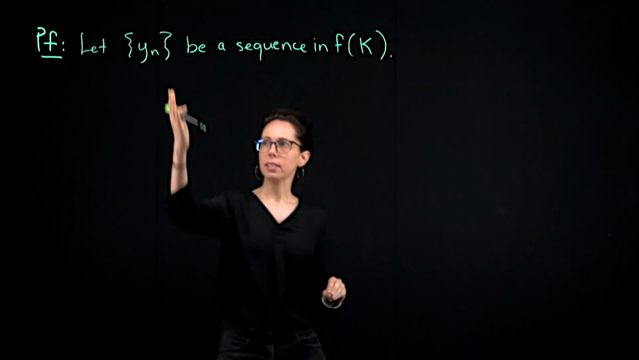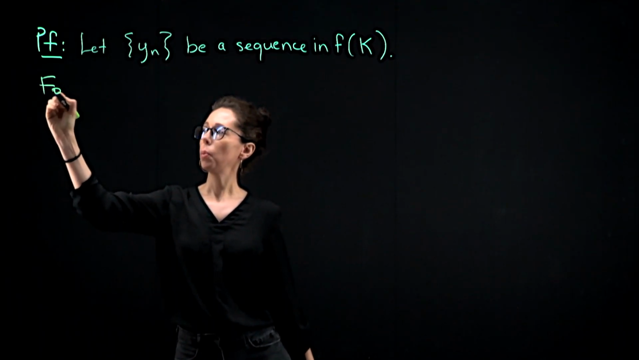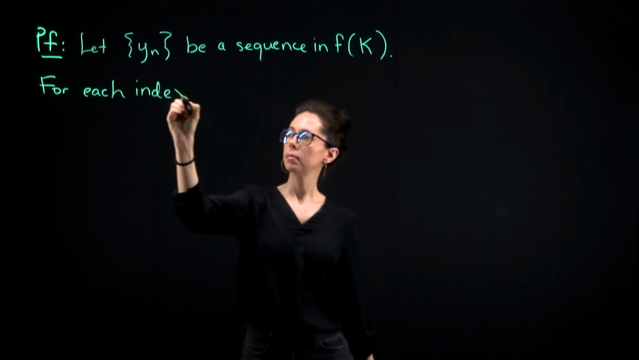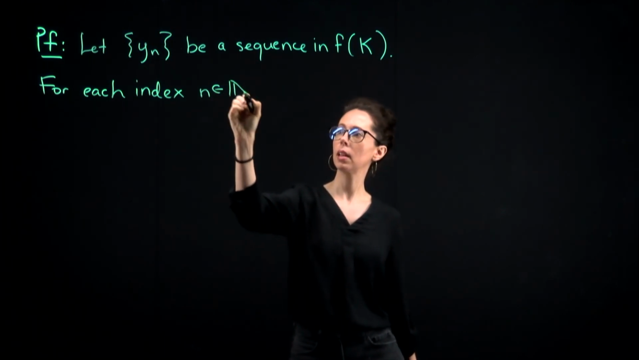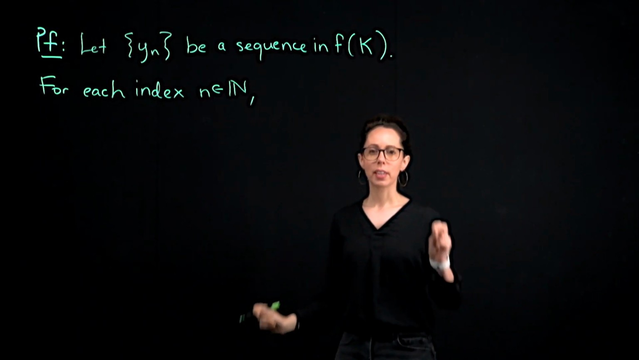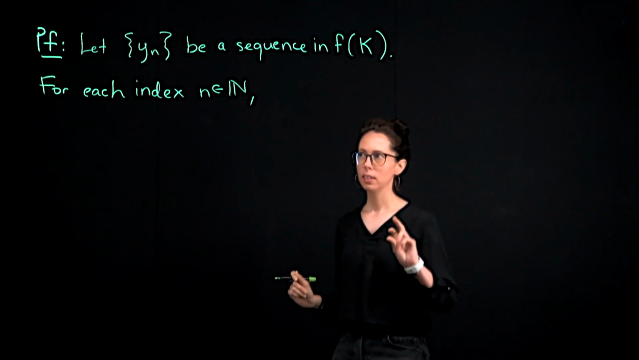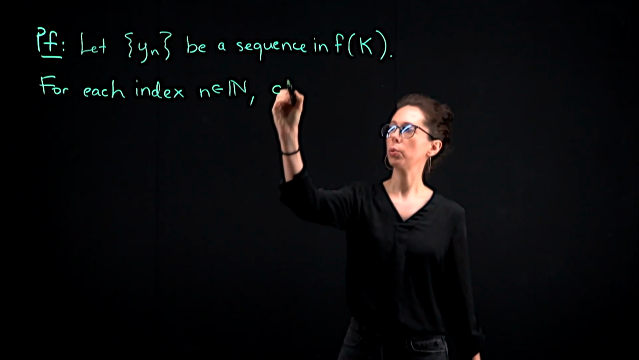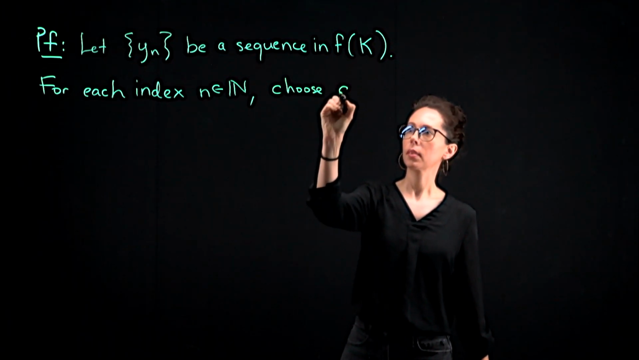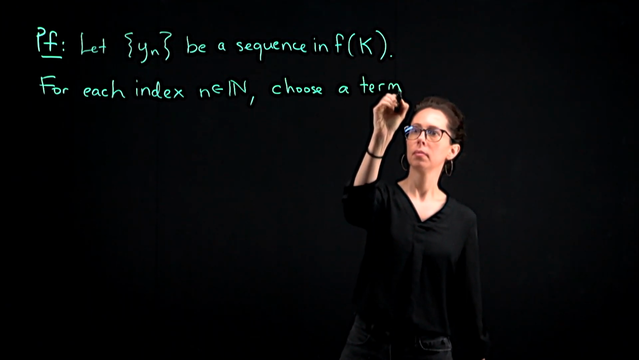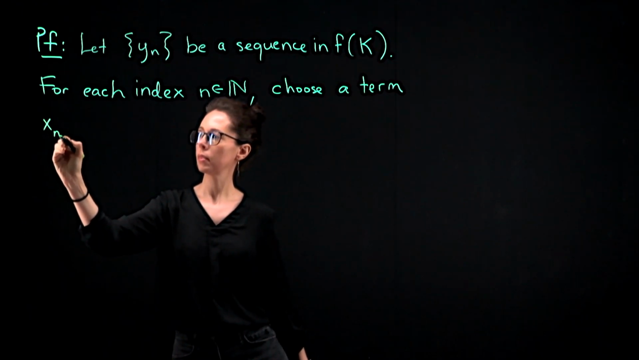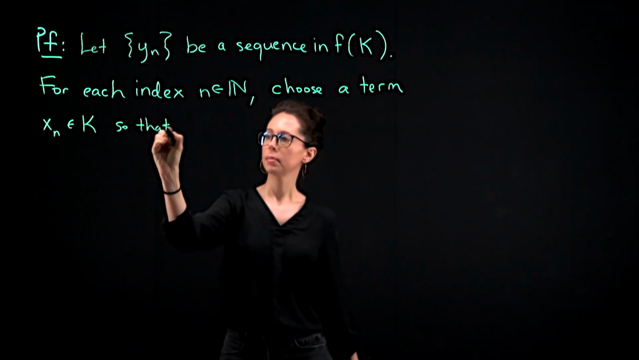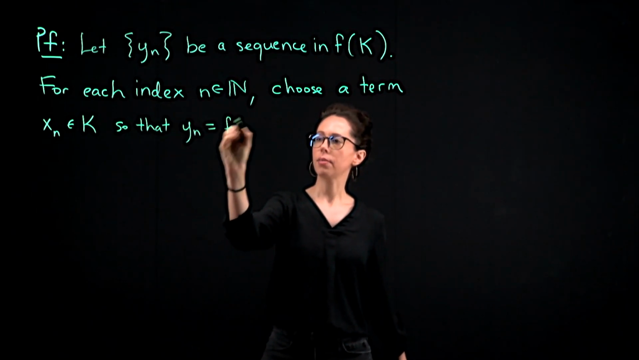For each index n, pull back. So for each index, choose an input from K, we'll call it x sub n, to map to y sub n. So choose a term x sub n in K so that y sub n is f of x sub n.